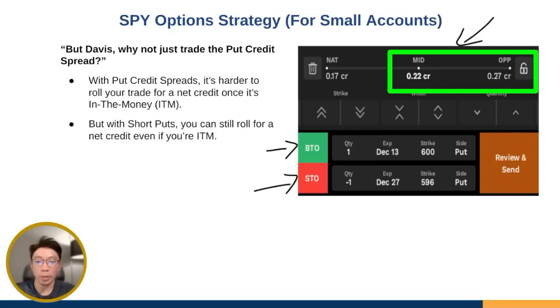So now that we know that the short put has an added advantage over the put credit spread because of the rolling, how can we actually use this strategy on the SPY? Because SPY is so expensive for us to put on. As you have seen, it is about 7,800.